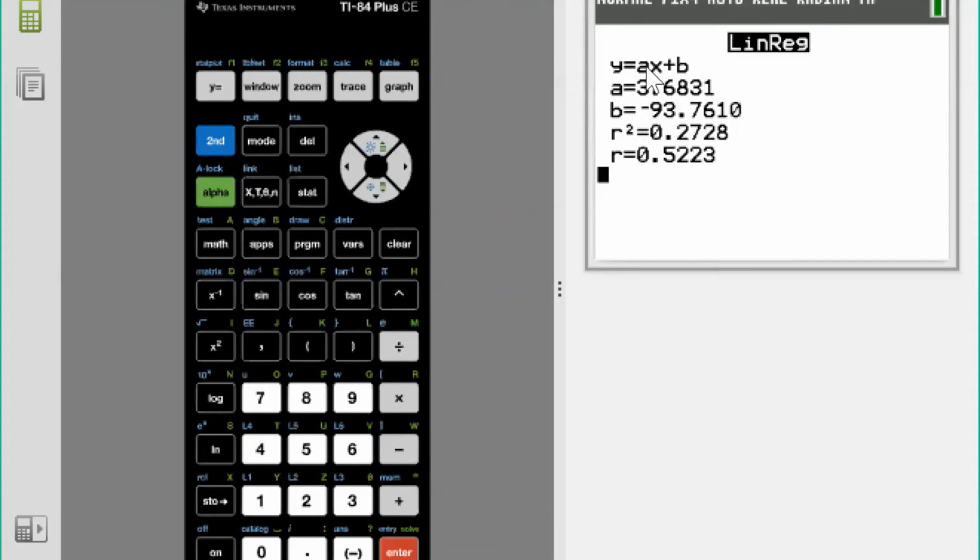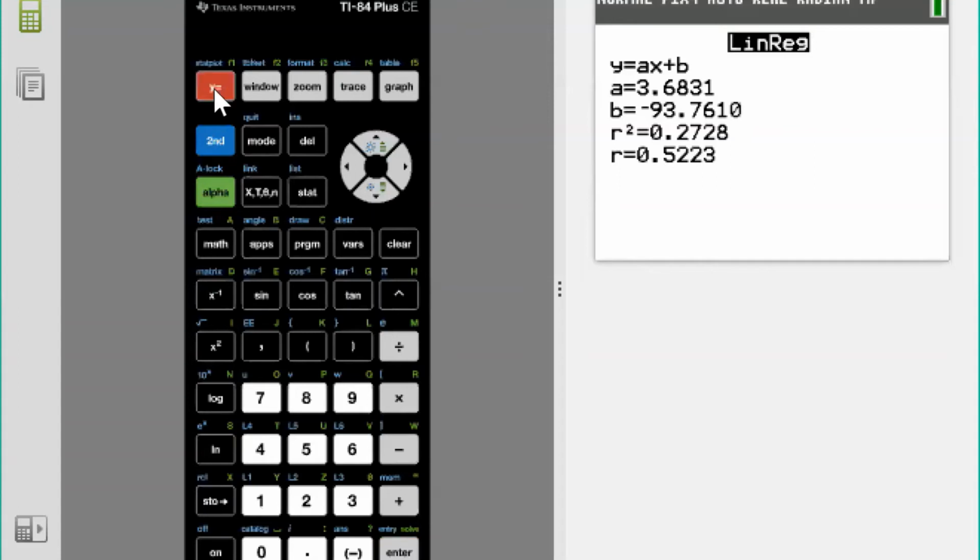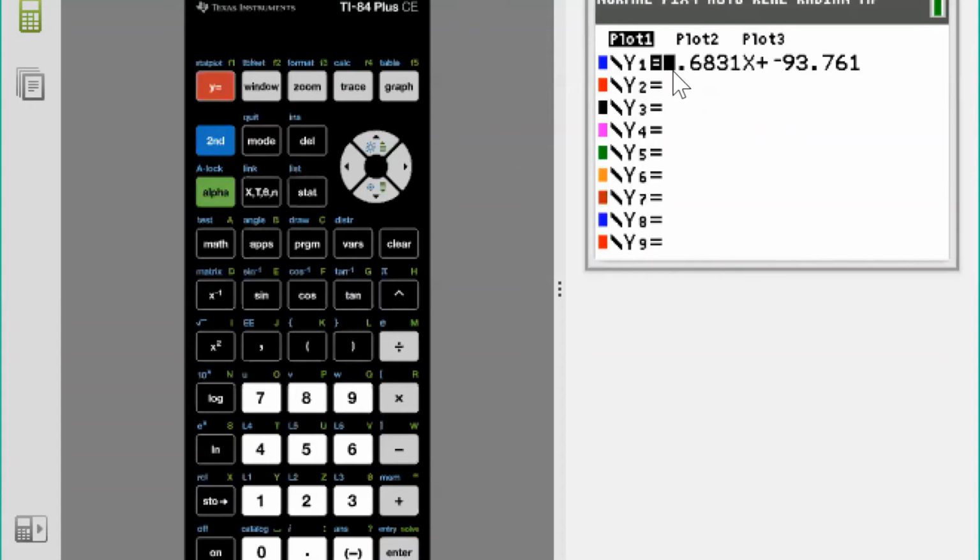Or you can also do this. If you remember, we stored this equation in y1. So you can directly go to y1 and check it. If you hit y1, please follow along with me, you'll see that equation here. Look at that, 3.6831x, then plus and minus, that is minus 93.761. That is your line of regression, which we obtained from the calculator.